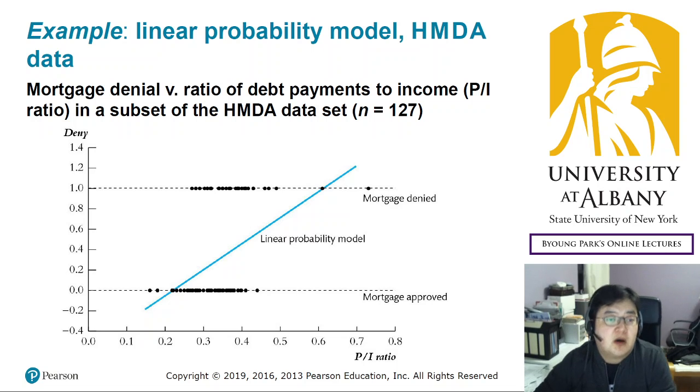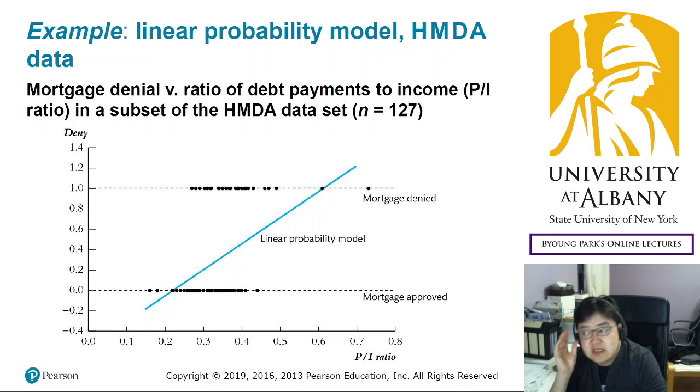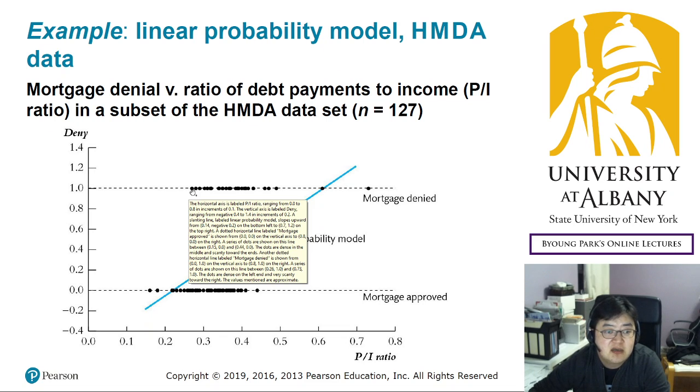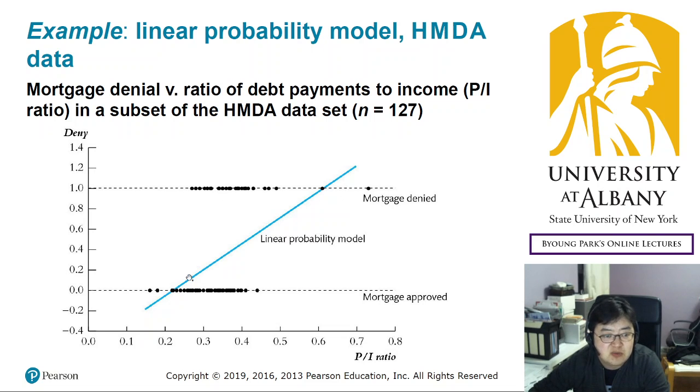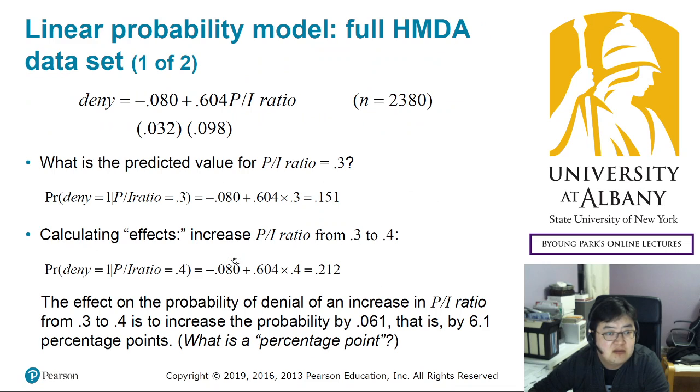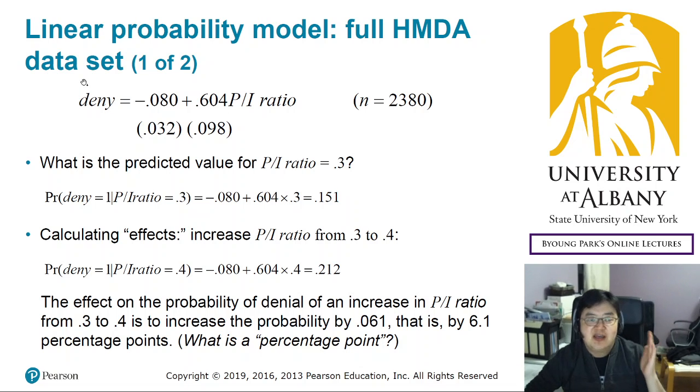Hello. So this is an example of a linear probability model. With those data, the scatter plot is those dots, and then we estimate the linear probability model for the denial, not acceptance, denial. We are estimating the denial probability using 2300 observations.